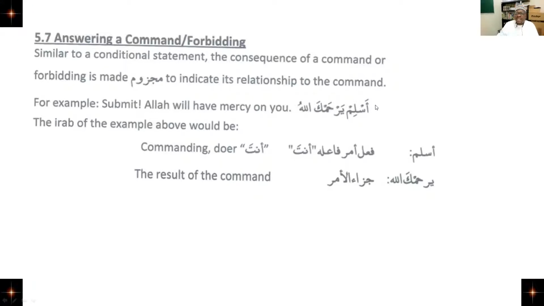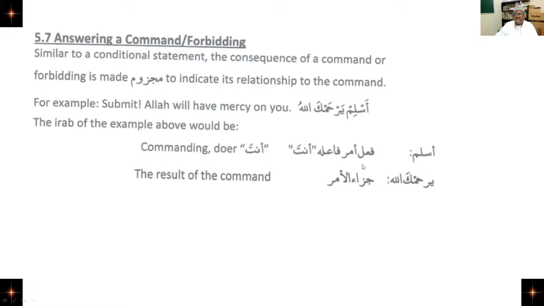So in that case, it is considered that aslim and yarham are fi'l shart and jawab shart without necessarily bringing any of in, man, or ma alongside. So just by saying in Arabic, aslim is a command. It sounds like a command. Then yarhamkallah, meaning in aslamta yarhamkallah. Okay, I'm asking you to do this with force, with a kind of enthusiasm, because I know when you submit to Allah, He will have mercy on you.